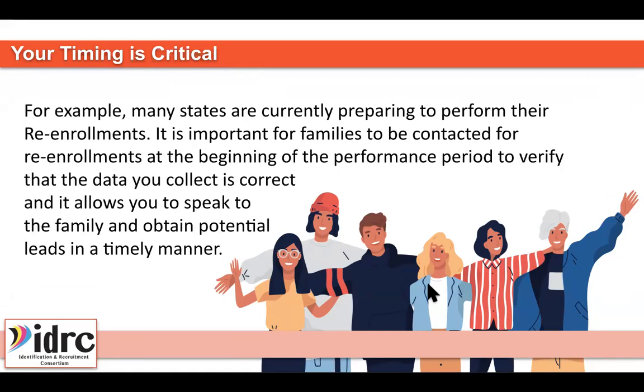Similarly, for example, right now, start of September, is the start of the new performance period. And so many states are currently preparing for their re-enrollments, their re-verification, collecting that data, going out, checking to see if families that maybe arrived during the summer are still here. It's so important for families to be contacted for re-enrollments at the beginning of the performance period to verify that the data that you collect is correct. And it allows you to speak to the family and obtain any potential leads in a timely manner. Especially if families arrive during the summer and then leave, you want to make sure you speak to them before they leave so you can get any information they may have about any potential families.